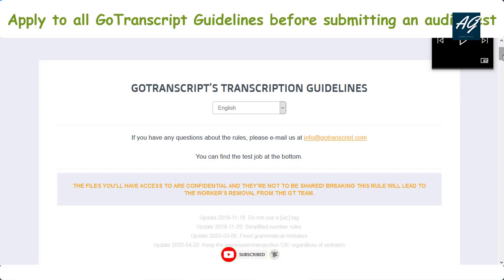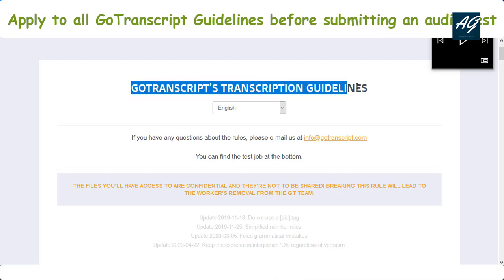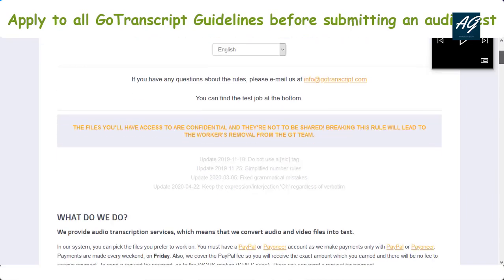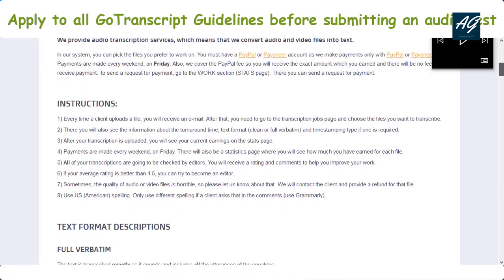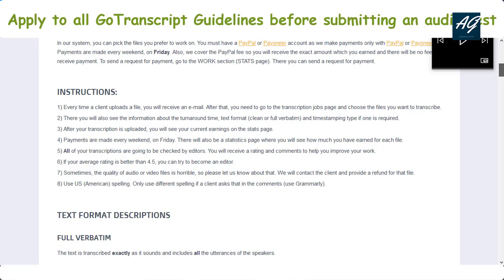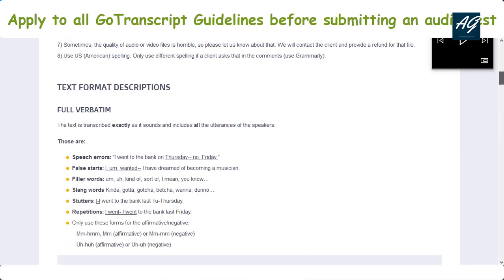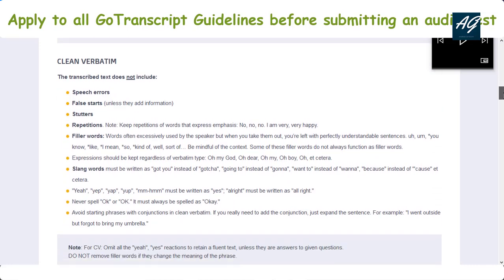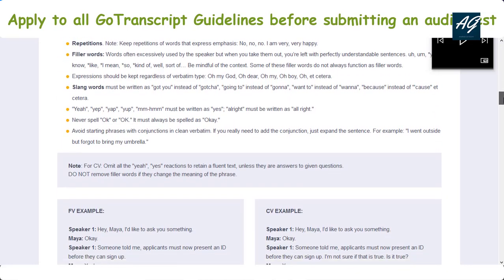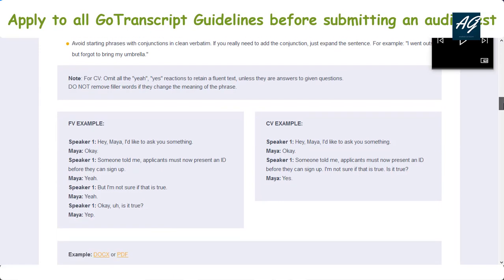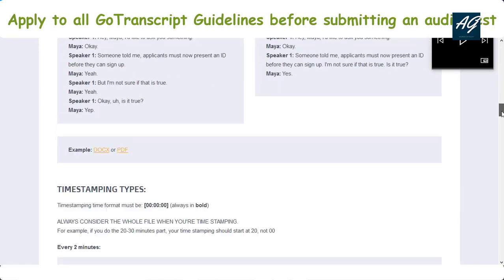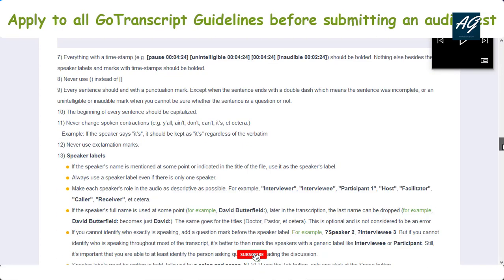In today's video, you will learn how to pass the GoTranscript audio test. Before starting the audio test, you must read the GoTranscript guidelines. This will help you to pass the GoTranscript audio test. Because the audio test is very important, you must apply all these GoTranscript rules to the audio test. Without applying these rules, you will not pass the GoTranscript audio test.